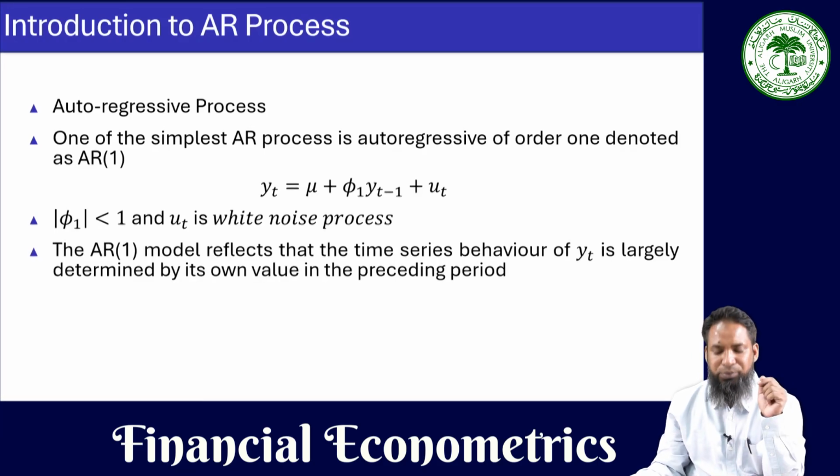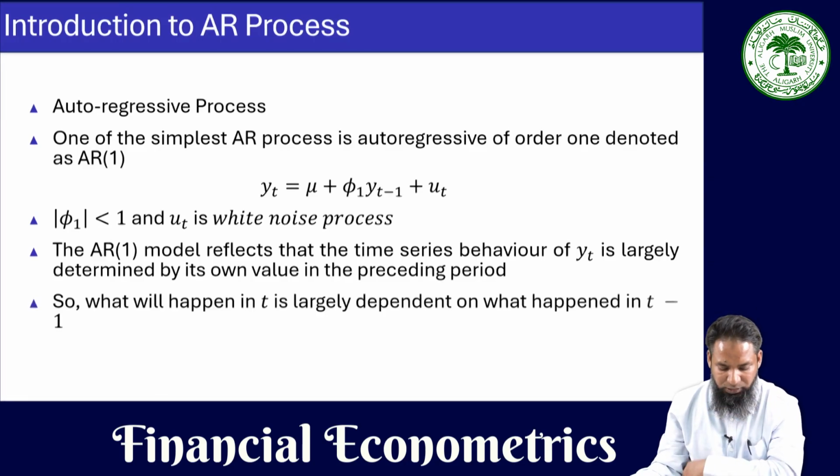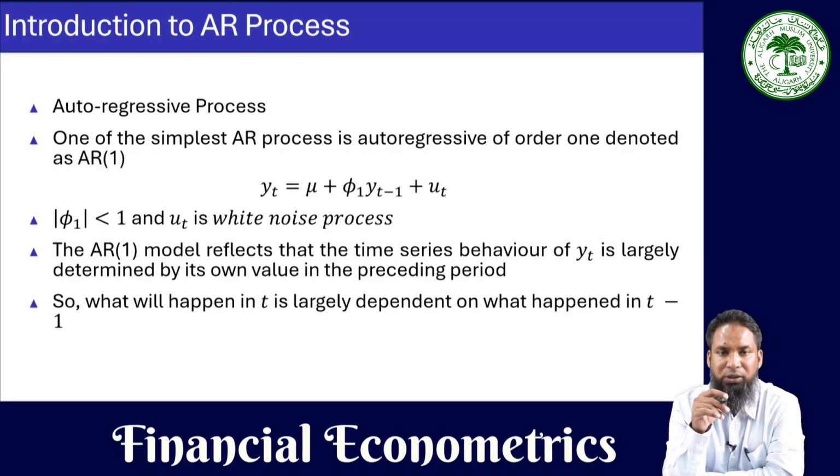The absolute value of phi 1 is less than 1. So we can say that this autoregressive process of order 1 reflects that the time series behavior of y_t is largely determined by its own past values. What happens with the current observation is very much determined by its past observation.